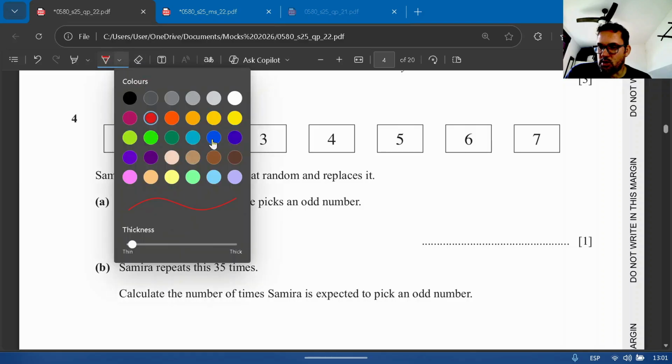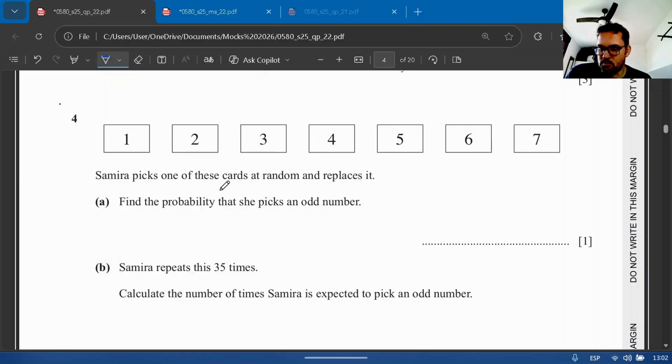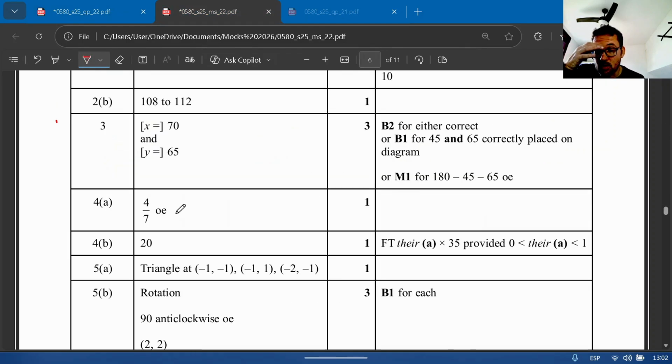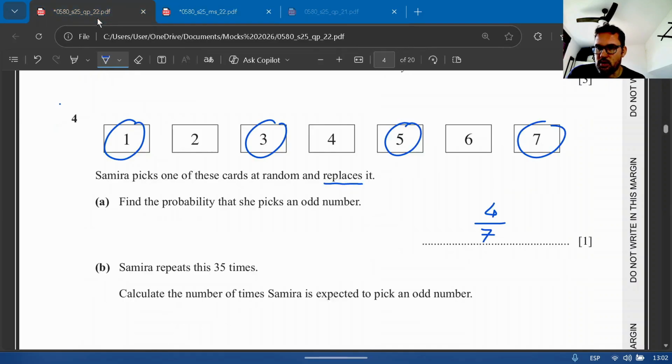Moving on to question 4. 1, 2, 3, 4, 5, 6, 7. She picks a card and then replaces it, which means she puts it back. That's very important. Find the probability that she picks an odd number. The odd numbers, of course, are 1, 3, 5, and 7. So there are 4 odd numbers and there are 7 cards. So 4 out of 7. You can write it as a decimal, or equivalent. Just leave it as a fraction, or as a percentage.